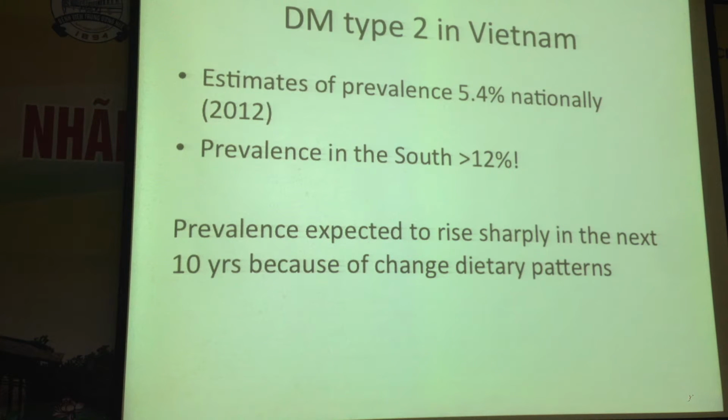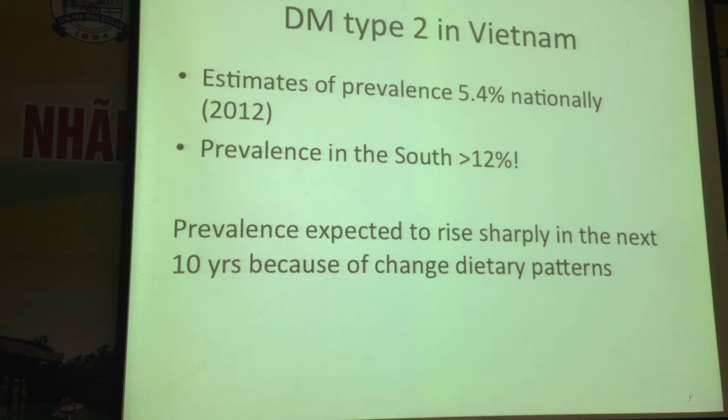Specifically, the reason I'm talking about this is because diabetes type 2 is on the increase in Vietnam. Studies have shown that about 5.4% nationally of the population have diabetes type 2, and especially in the south the prevalence is much higher. These are estimates. Some studies have suggested that the numbers might actually be much higher.